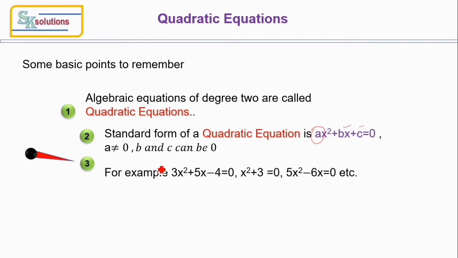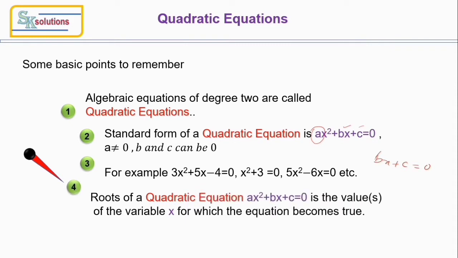What will happen if a is equal to 0? If a is equal to 0, then the second degree term will not exist. That will be converted into bx plus c equal to 0, which is a linear equation. That is why a should not be equal to 0.